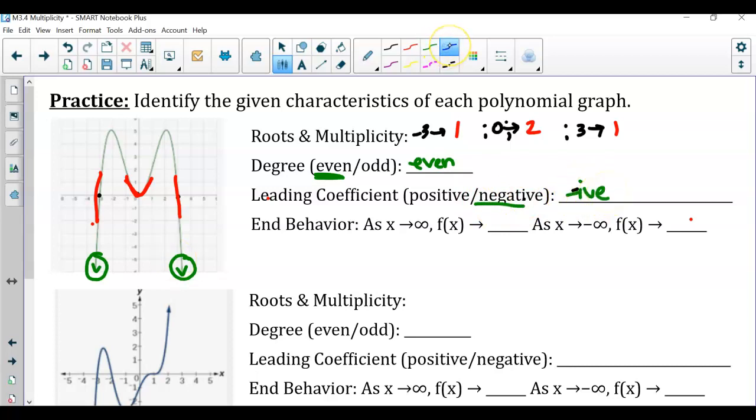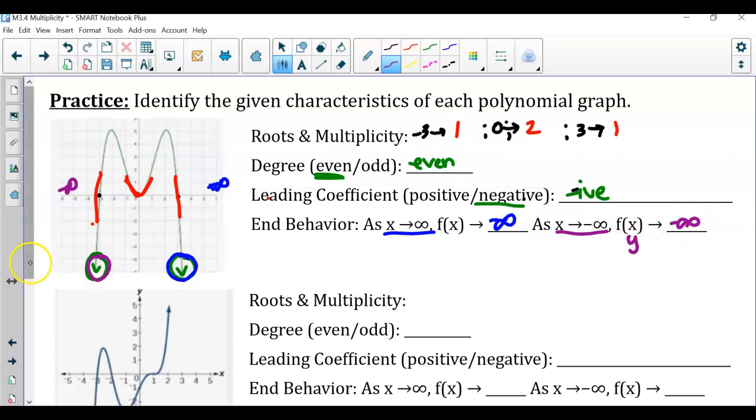Then that means our end behaviors are going to be the same. So again, here as x's are approaching positive infinity, what direction are y values going? Negative infinity. As x's are approaching negative infinity, so as we're going to the left here, our graph again is going towards negative infinity, our y values.